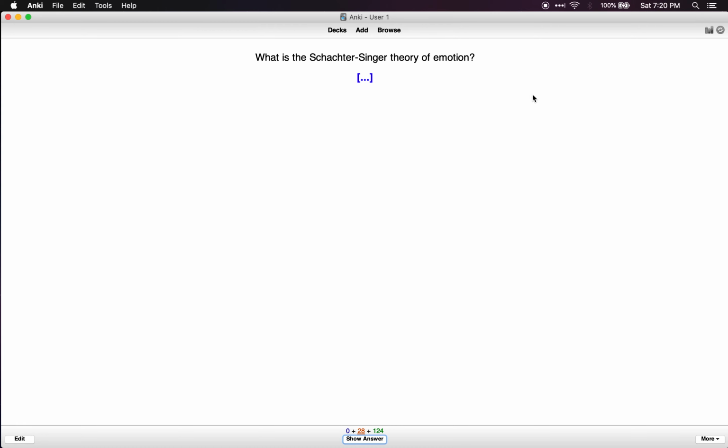Schachter-Singer's theory of emotion says that we have an event and a specific physiological response, and then we interpret the physiological response, which allows us to produce an emotion. The interpretation and the physiological response itself happen simultaneously to produce an emotion.